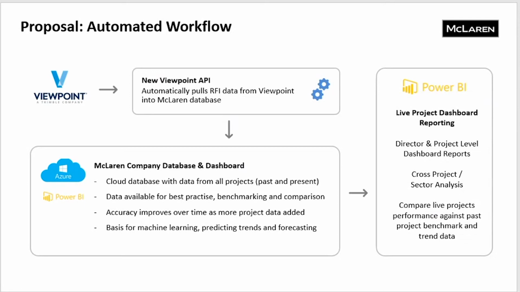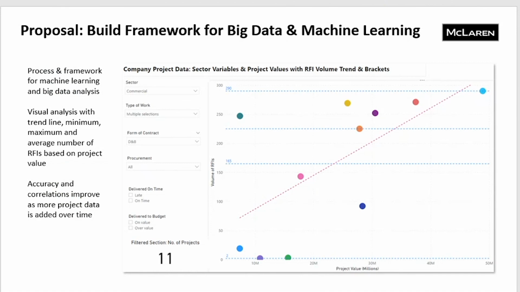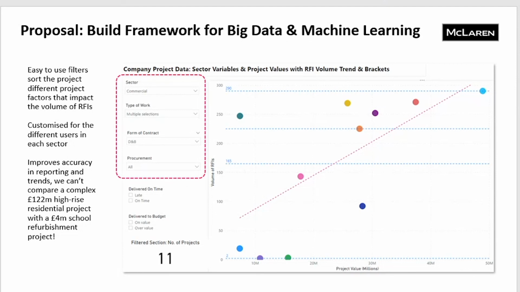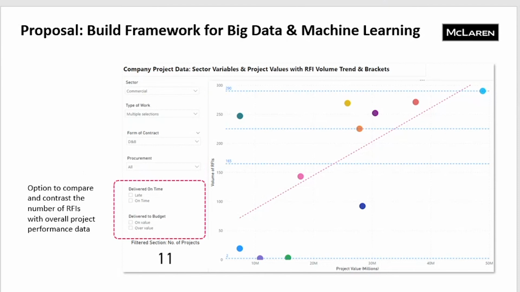So we developed a series of dashboards using Power BI that key people within the business can access instead of reading a manual report. So this is what the company-wide database would look like. We plotted everything onto a scatter diagram so that we could see trends and develop brackets. We started by adding a filter so that we could break down the projects by their sector, the type of work, and the form of contract, as well as procurement route, so that we can accurately compare projects against each other. We then factored in performance information based on the past projects, whether they were delivered late or to budget.